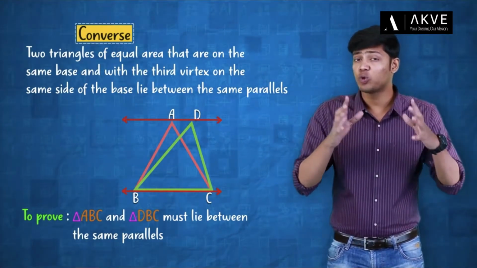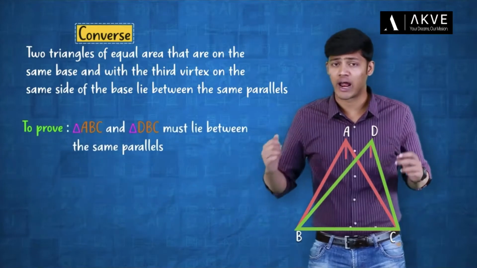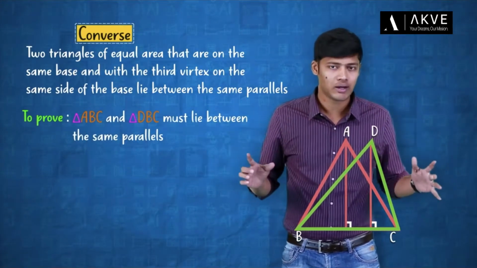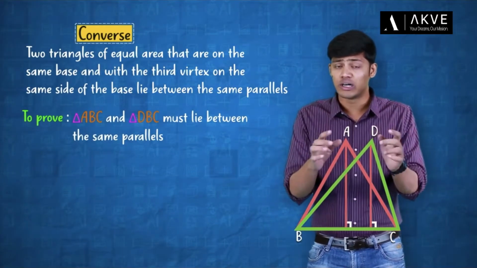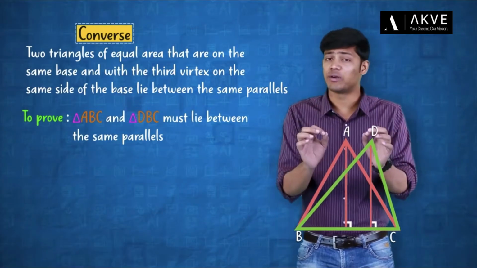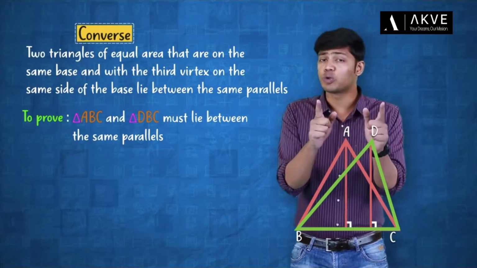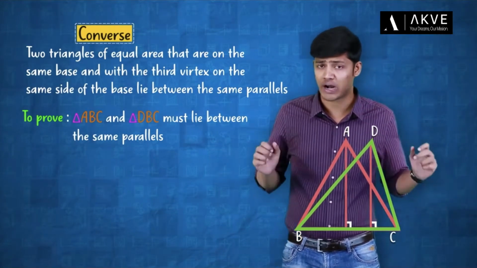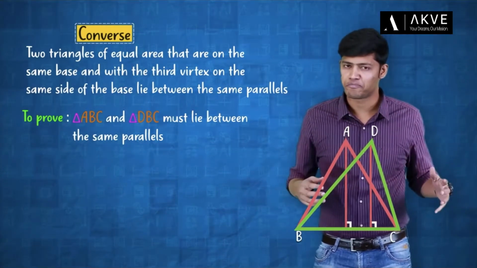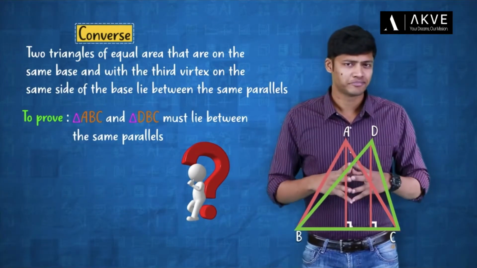Now, if you can prove that the heights of these two triangles are equal, then it is proved that these two triangles lie between the same parallels. Now, our aim is to prove that the heights of both these two triangles are equal. So, how will we do it?